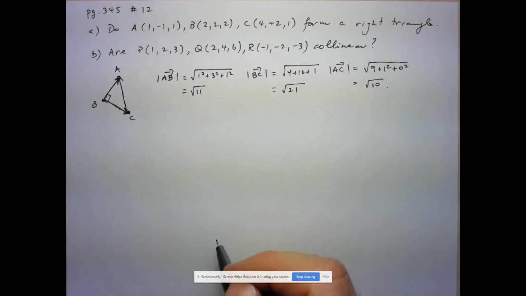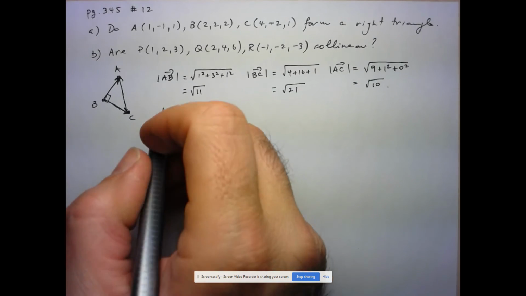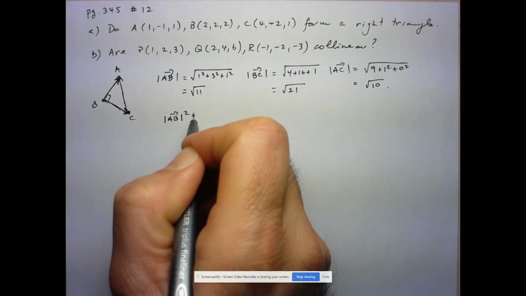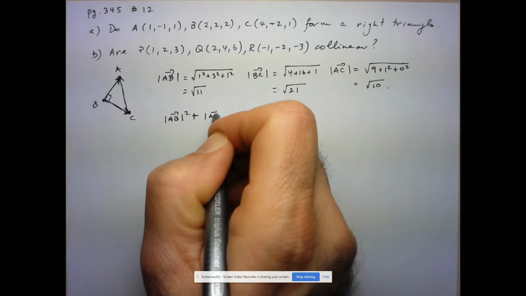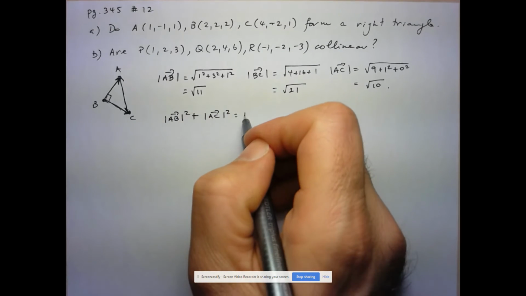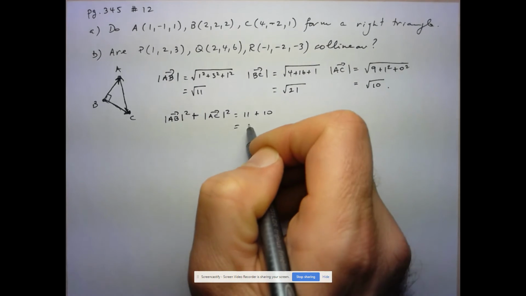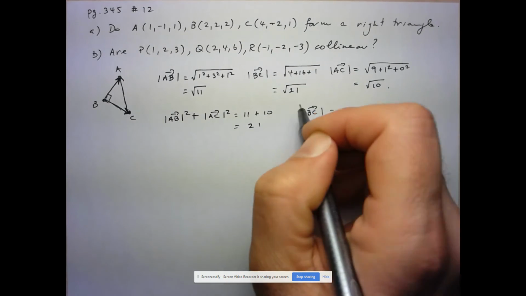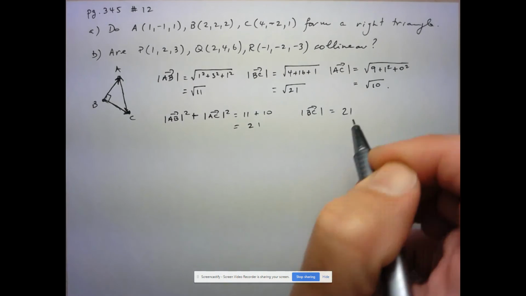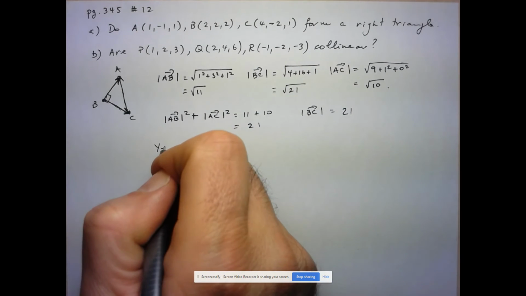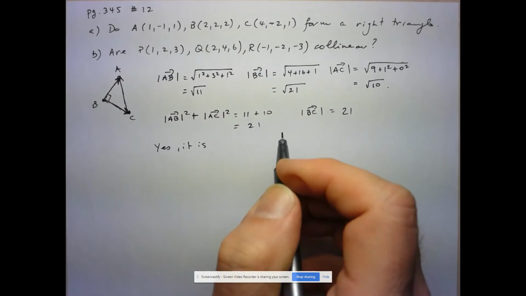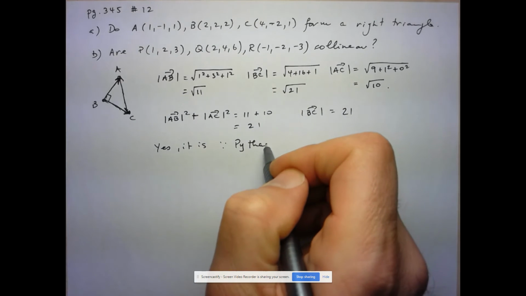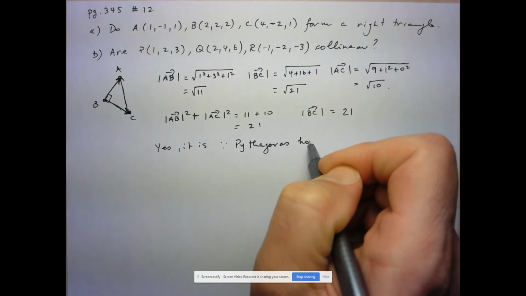It looks like we do have something that's going to work out, because if I take the magnitude of AB squared plus the magnitude of AC squared, what do we have? We have 11 plus 10, which is 21, and then if I take the magnitude of BC squared, the square root of 21 squared is just 21. So what we found was that yes, it is a right triangle, since Pythagoras holds.